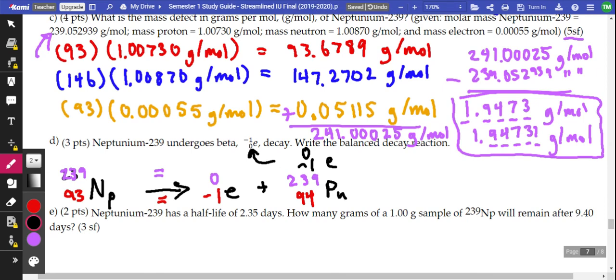What happens in a beta decay is a neutron changes into a proton and an electron, and then some other stuff I don't need to worry about. The proton sticks around in the nucleus, which is why our atomic number goes up by 1 from 93 to 94. The electron is ejected, flies out of the nucleus, goes soaring away, which is why we have this beta particle separate here.